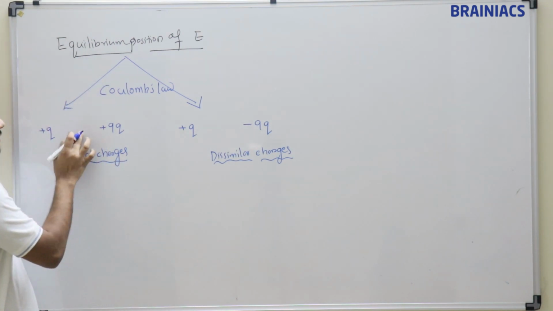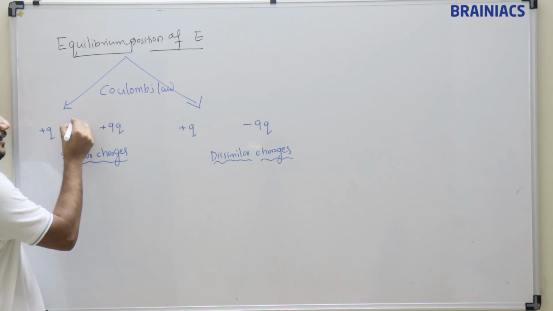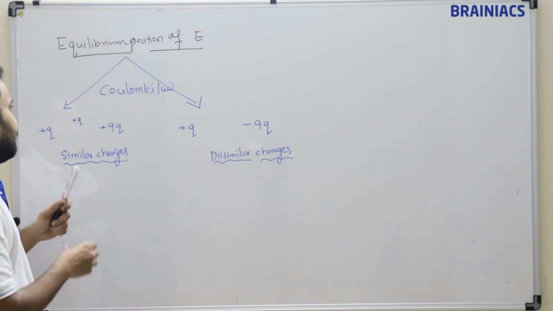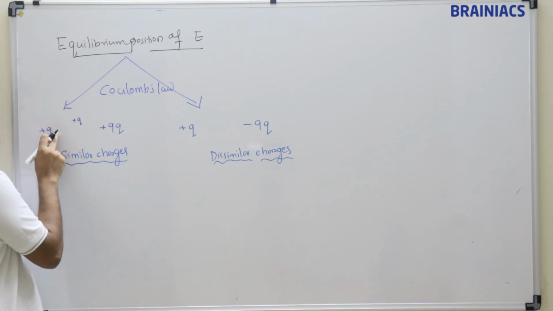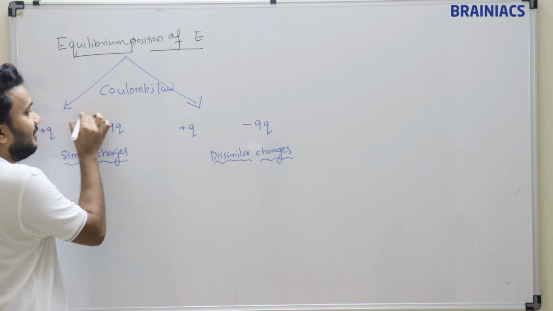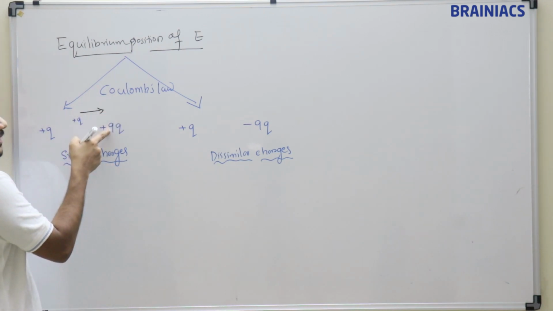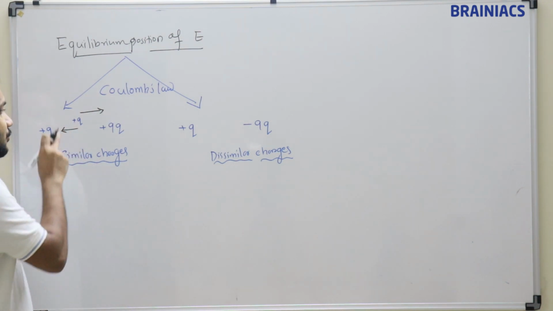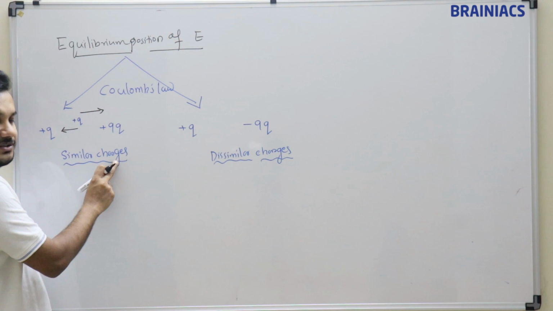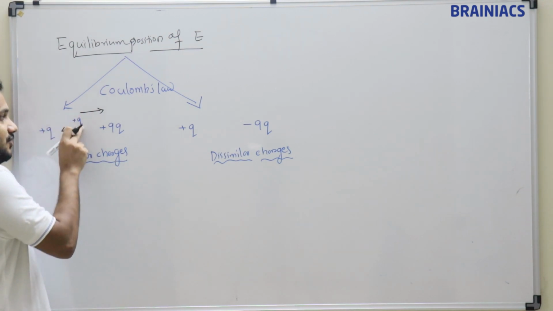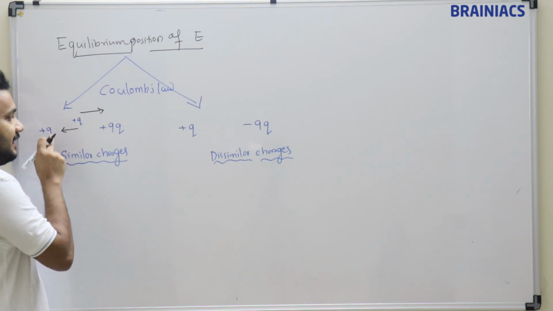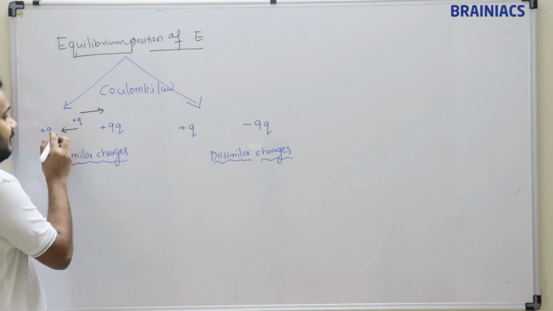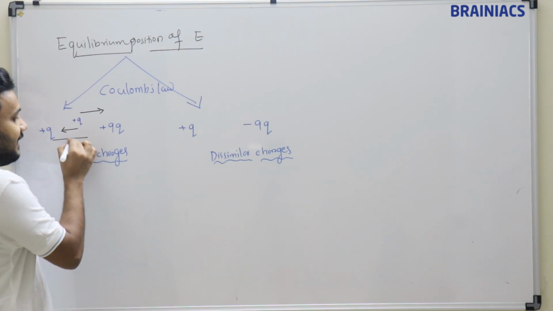In this case, if we place one plus q charge here and another plus 9q charge here, what forces will be acting? This plus q on the third charge will act a repulsive force, and this plus 9q on the third charge will act a repulsive force. So in the case of similar charges, the third charge must be placed in between the lowest charge and the highest charge, and the distance from the lowest charge is x.